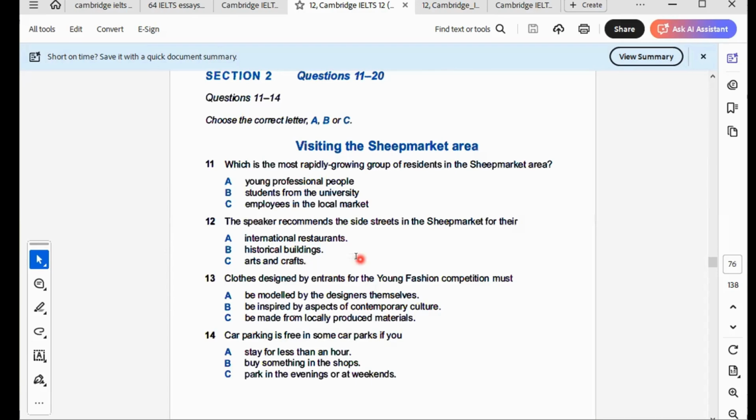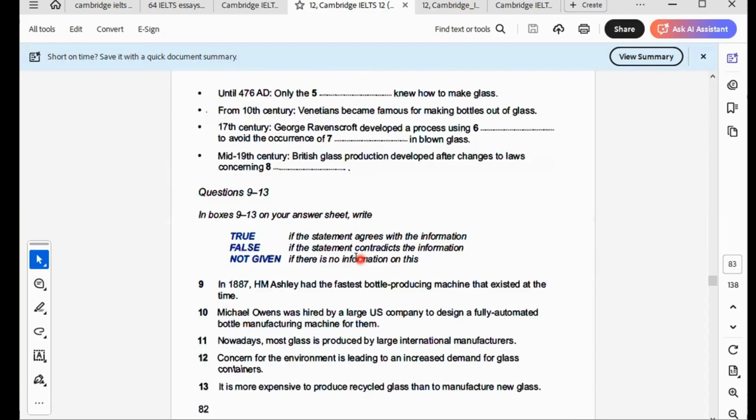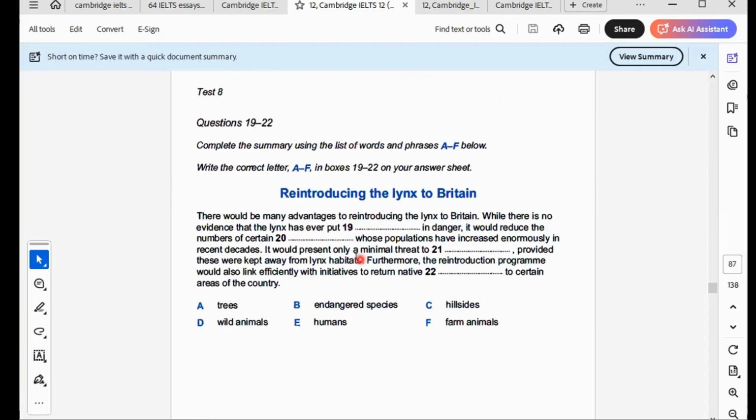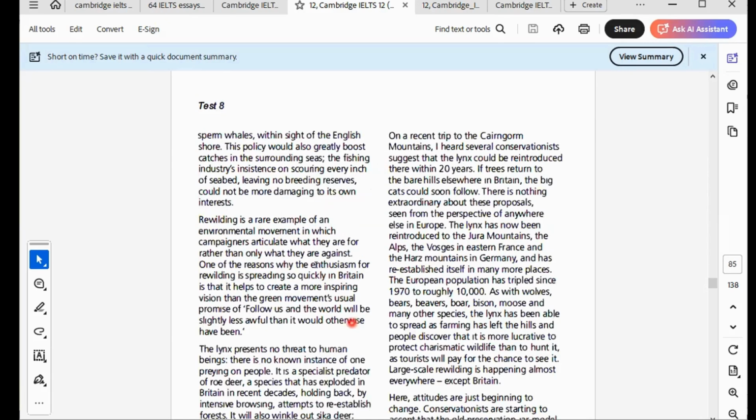Okay? I'm looking for fixed gap filling. Yes, this is what I call fixed gap filling. Look at this question here. Reintroducing the links into Great Britain. So my job is to fill these gaps using the words on these lists. I'm not going to be picking words from the passage. For a normal gap filling question, our job is to pick words from the passage and use them to fill our gap.